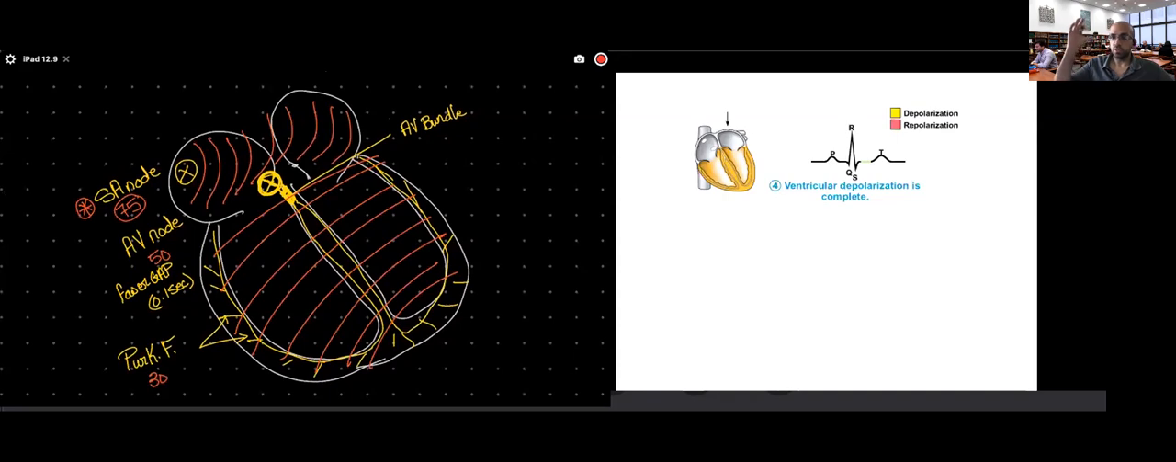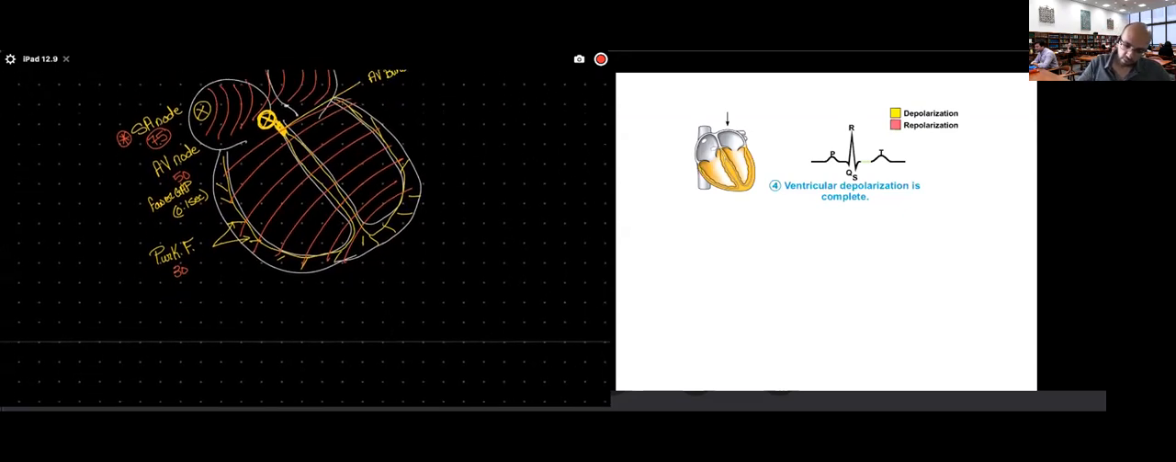So I started with an SA node firing depolarizations, an average 75 depolarizations per minute, traveling freely across the cardiac muscle cells of the atria. And then as I'm moving down to the ventricles, this electrical signal gets delayed, passing through the AV node.